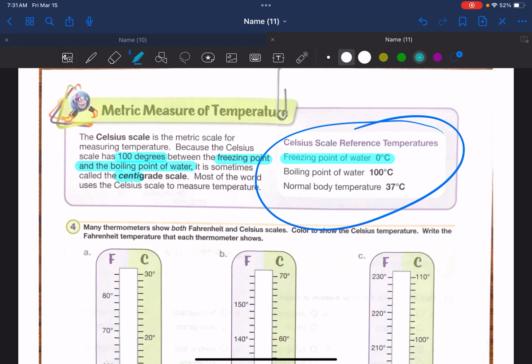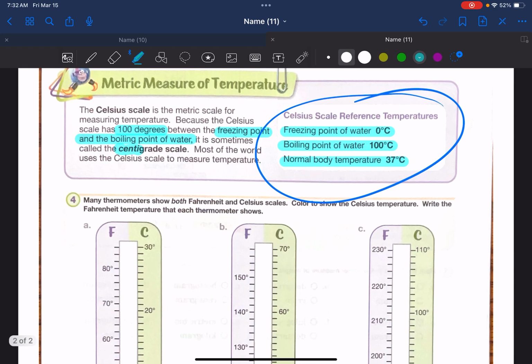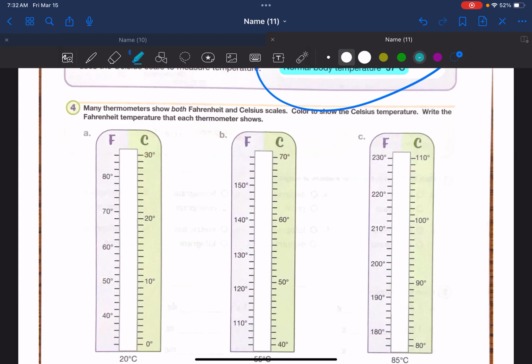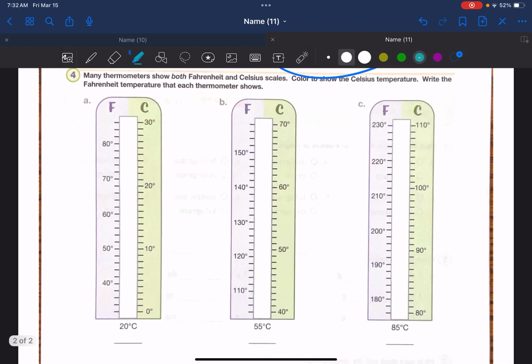Freezing point is 0. Boiling point is 100. Pretty nice round numbers. You start at 0, you stop at 100. Your normal body temperature, so that means whether you have a fever or not, it should be about 37 degrees Celsius. It says many thermometers show both Fahrenheit and Celsius scales. Color to show the Celsius temperature, but then write the Fahrenheit temperature that the thermometer shows.